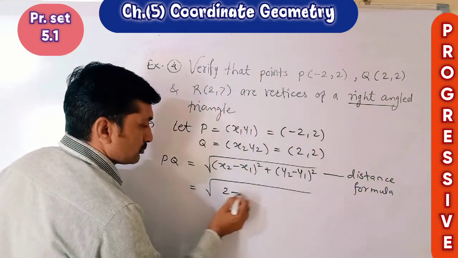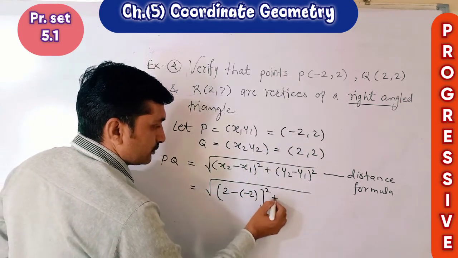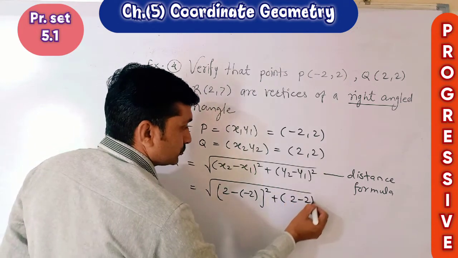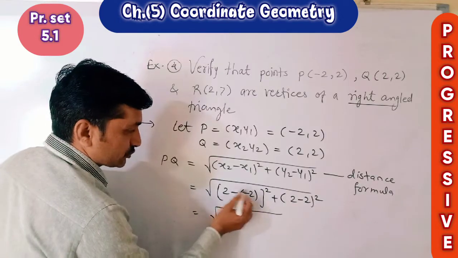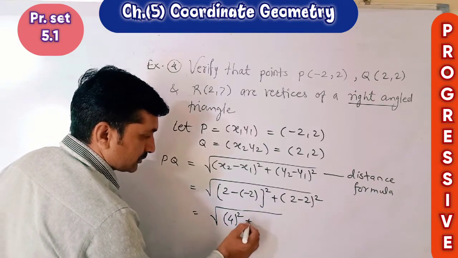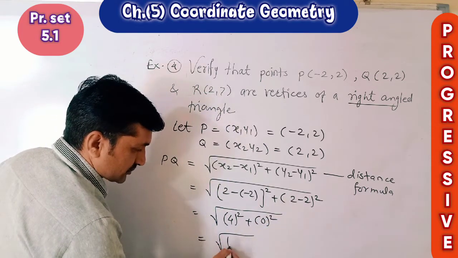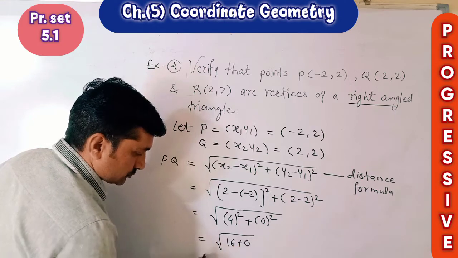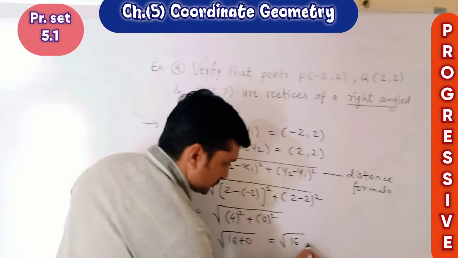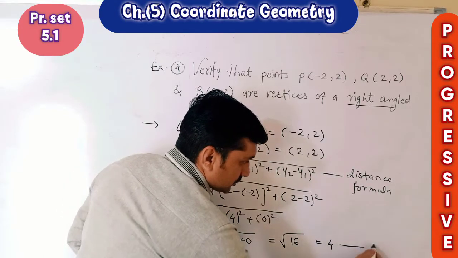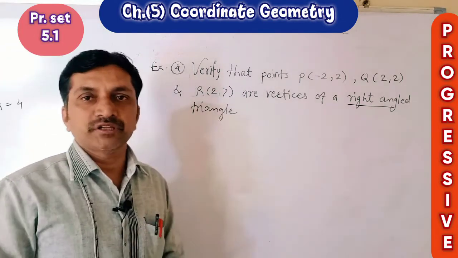x2 is 2, minus x1 is minus minus 2, bracket square, plus y2 2 minus 2 is 0, bracket square. Here it is equal to, solve this: 2 plus 2 is 4, bracket square, plus 2 minus 2 is 0, bracket square. 4 fours are 16, plus 0 square is 0. Now let's add it: square root of 16 plus 0 is 16, and square root of 16 is 4. Give here number 1, distance PQ is equal to 4. We got PQ is equal to 4.